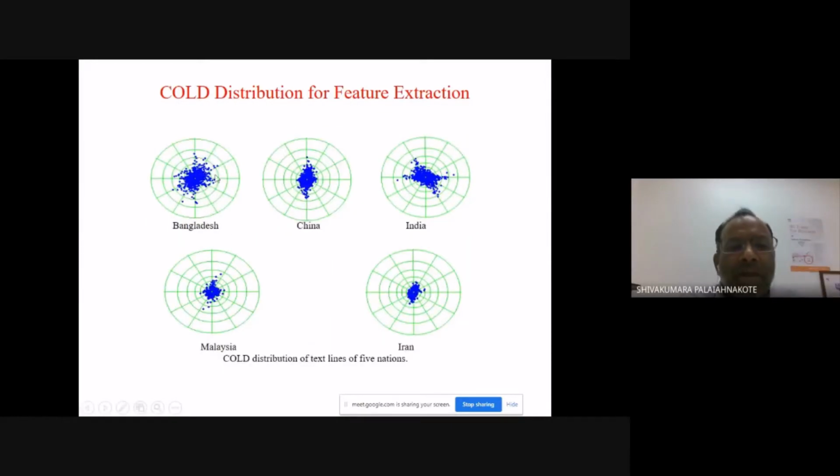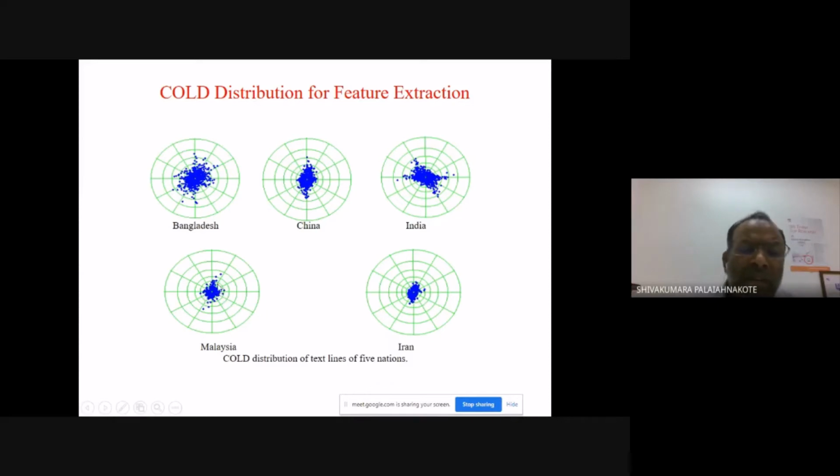Okay, now look at this one. See, this is Bangladesh, this is China, and this is India. So look at the COLD distribution here. Bangladesh is scattered, in the sense that it is more curved in nature. China has more straightness, horizontal or vertical, so you can expect a dense cluster at the center point here. India is curved again, so some scattering. Here, Iran, yes, we don't know. Sometimes they write like Arabic, right? It will look like Arabic, sometimes vertical, horizontal. And Malaysia, we cannot predict anything.